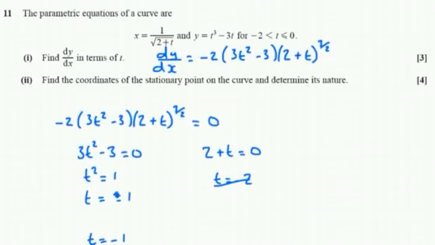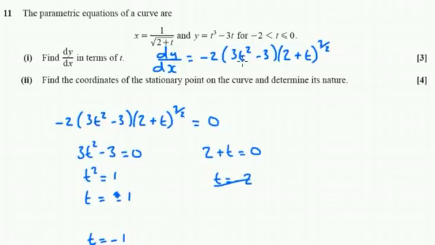Okay, so then the second part asks us to determine the nature of the stationary points, or the stationary point, sorry. So in order to do that, we're going to need 2. Normally, we would find the second derivative and substitute the value of x in, but the problem here is that we've got dy by dx in terms of t, not in terms of x. So that's going to cause a few issues.